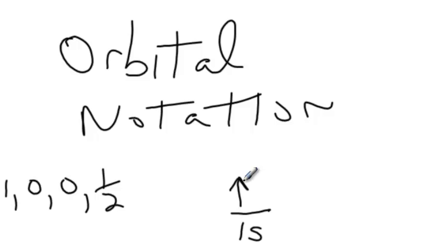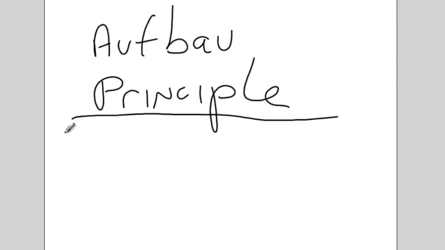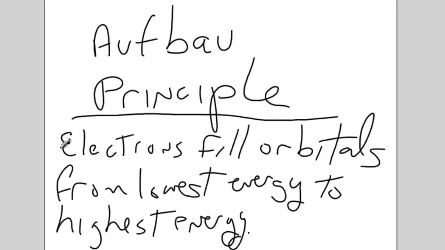The difficulty with orbital notation is that orbitals fill in what may seem a very not logical manner. The order of orbitals is not, let me do all the ones, then let me do all the twos, then let me do all the threes. It doesn't actually work like that. This is something called the Aufbau principle. The Aufbau principle essentially says electrons fill orbitals from the lowest energy to the highest energy.